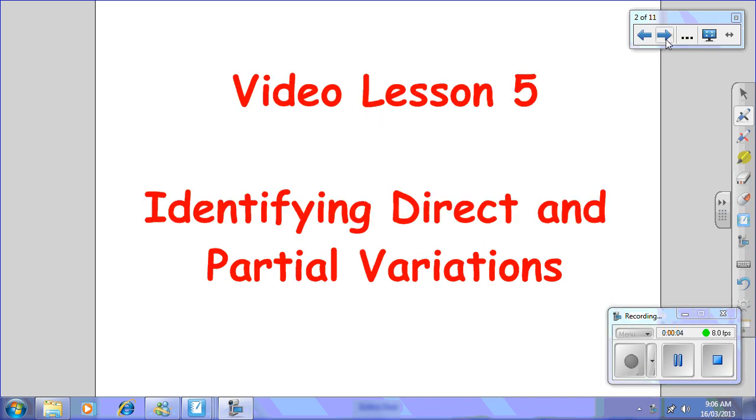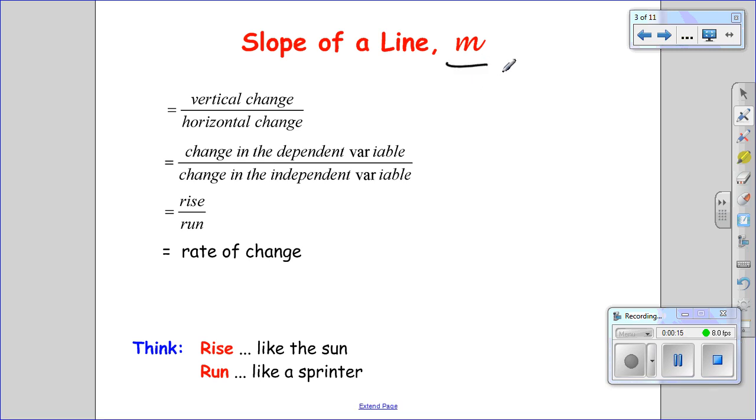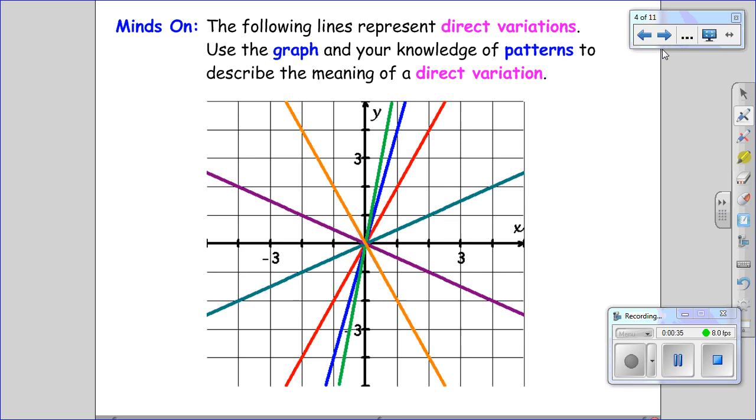Linear relations and identifying them as either a direct or a partial variation. Part of what we look at with linear relations is always the slope, which is denoted by a lowercase m. It's indicated by the vertical change over horizontal change, change in the dependent variable over change in the independent variable, rise over run, and the rate of change. And we do have to remember rise is going up and down like the sun does, and run goes left and right like a sprinter does.